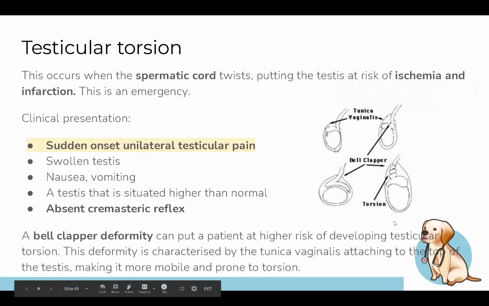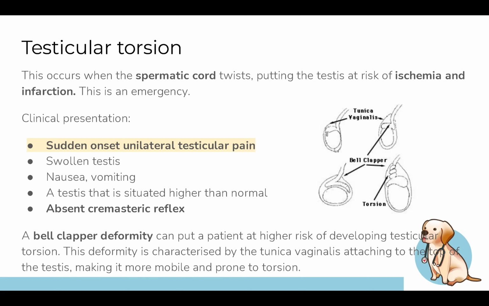Testicular torsion. Testicular torsion, as I briefly mentioned, is essentially when the spermatic cord twists, and the spermatic cord carries your blood and your neurovasculature. So if you twist the spermatic cord of the testes, you're putting the testes at risk of ischemia and infarction. Essentially, they just die off, which is really bad. That's why you need to be able to know this and treat this ASAP. Typically, people will present with sudden onset unilateral testicular pain, and it's apparently really, really excruciating. You will probably know they have testicular torsion.